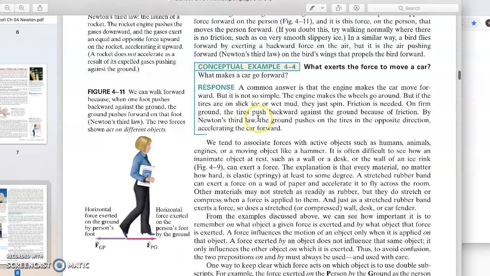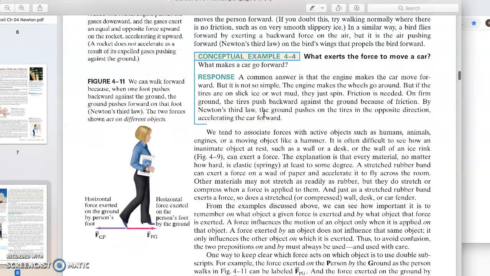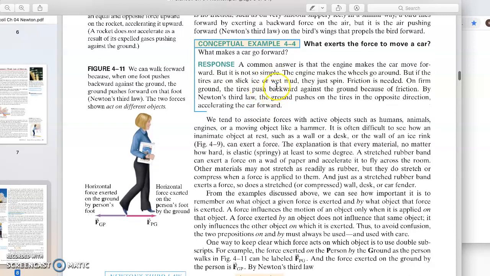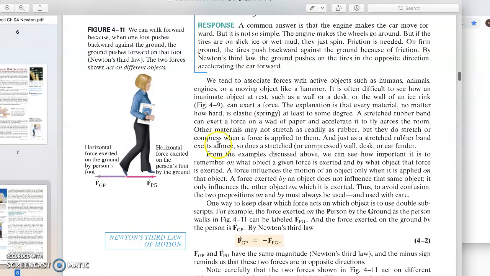These are all conceptual questions that you can address, read them, and try to understand them. They are really explained so well. This is also another interesting example: when we are walking, there is a force exerted by the person on the ground.